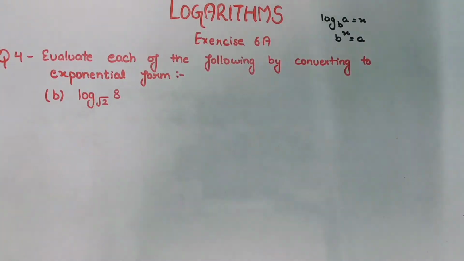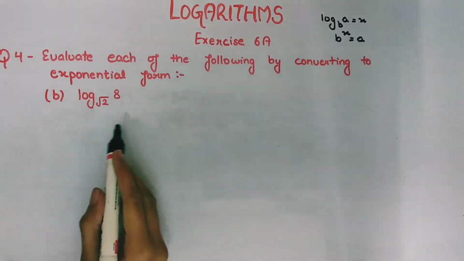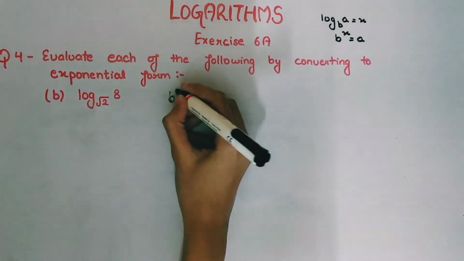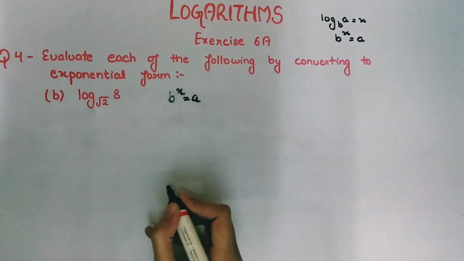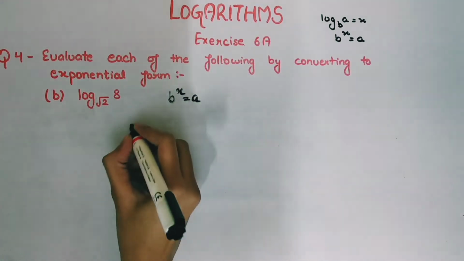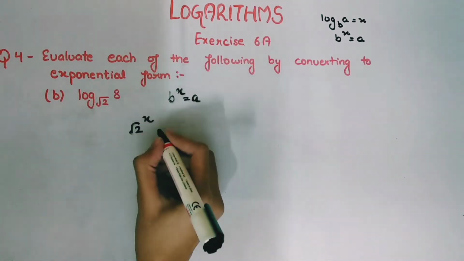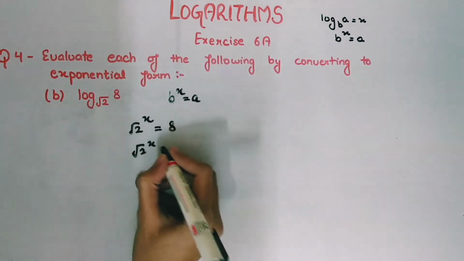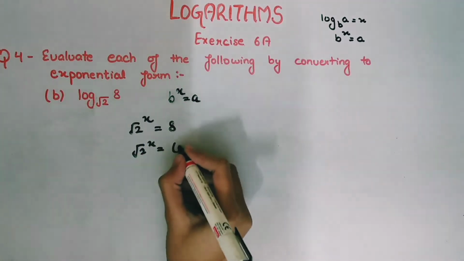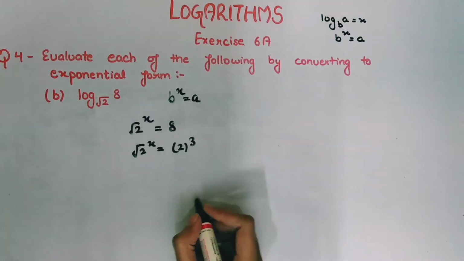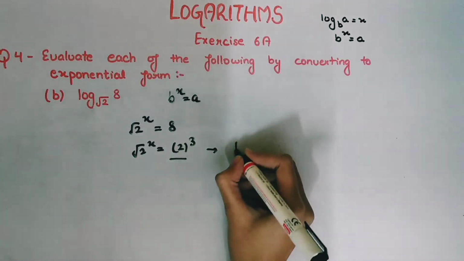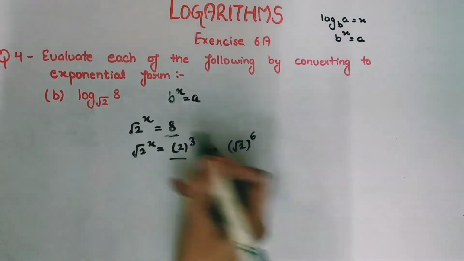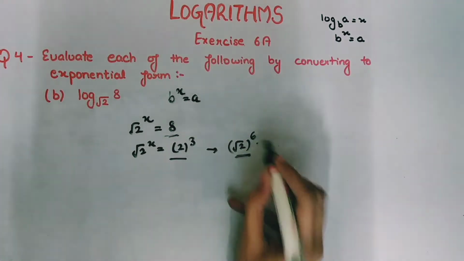We have the next part, that is log of 8 to the base under root 2. The exponential form will be b raised to power x, that is equal to a. Here we will write it as b, which is under root 2, raised to power x, which is equal to 8. 8 can be written as 2 raised to power 3, which can be simplified into under root 2 raised to power 6. That means 8 can be written as under root 2 raised to power 6.